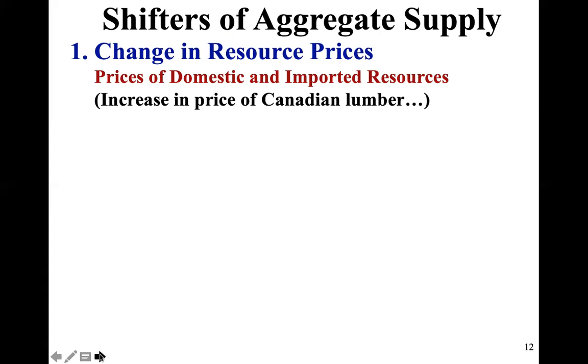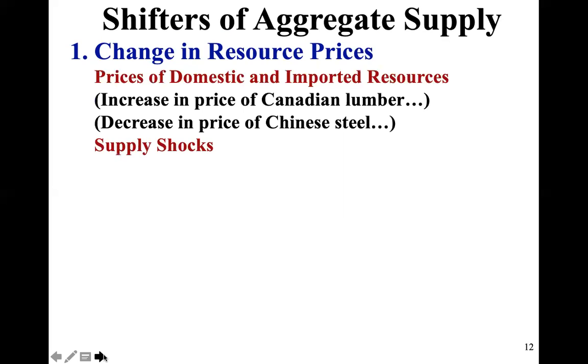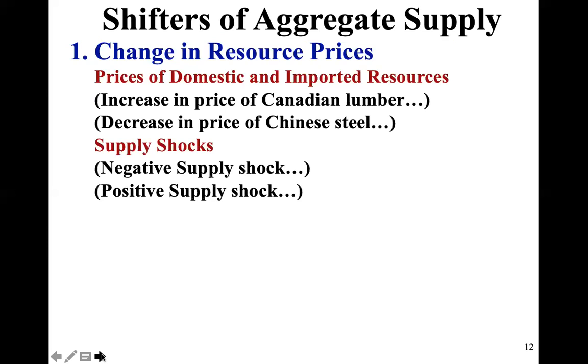If there's an increase in the price of Canadian lumber, that's going to decrease aggregate supply. If there's a decrease in the price of Chinese steel, that's going to increase aggregate supply. So if resources get cheaper, aggregate supply increases. If resources get more expensive, aggregate supply decreases. Okay. A term you want to look out for related to this is supply shocks. So if there's a negative supply shock, that means by definition, the aggregate supply curve is shifting to the left. And if there's a positive supply shock, the aggregate supply curve is shifting to the right.